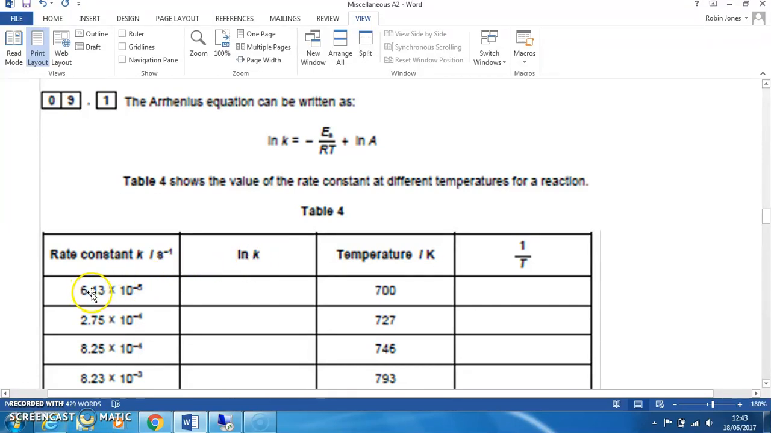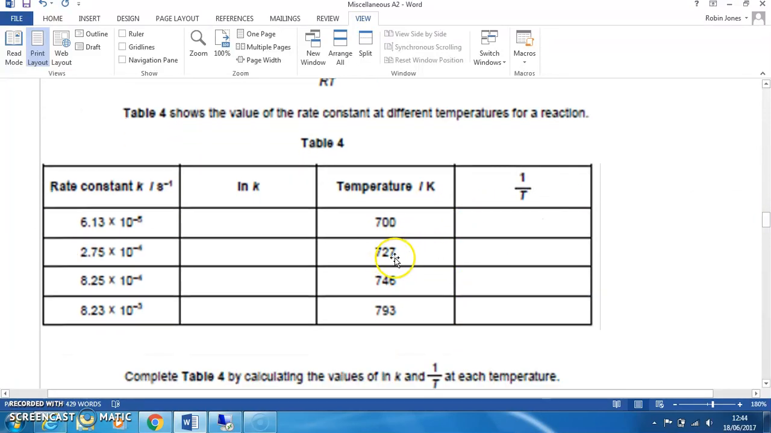So all you do is you put 6.13 times 10 to the minus 5 into your calculator, press the natural log button, and give me an answer. Do the same for that, 2.75 times 10 to the minus 4, press the log button, it'll give you an answer. Same for that one, same for that one. Temperature, it wants 1 divided by temperature, so you put 1 divided by 700, it'll give you an answer. 1 divided by 727, give you an answer. 1 divided by 745, give you an answer, and 1 divided by 793 will give you an answer.